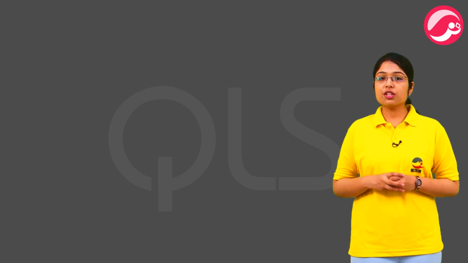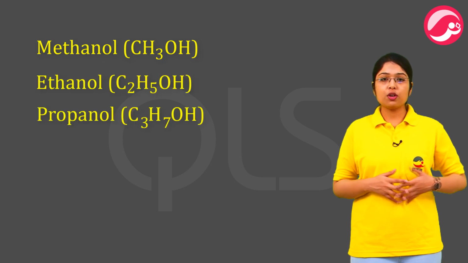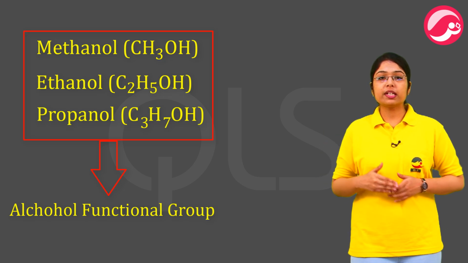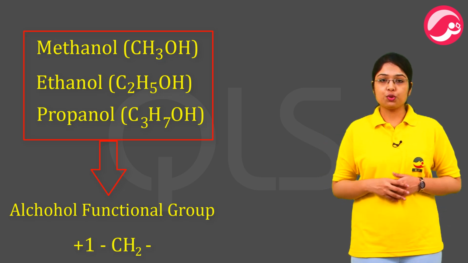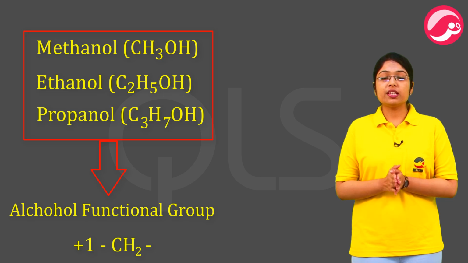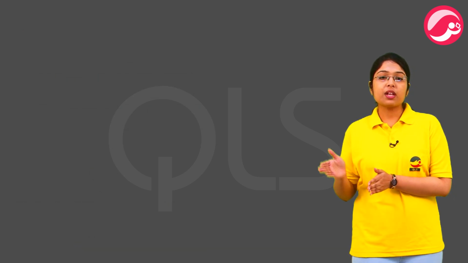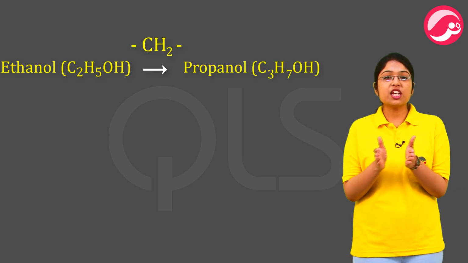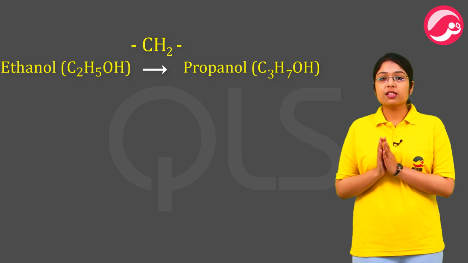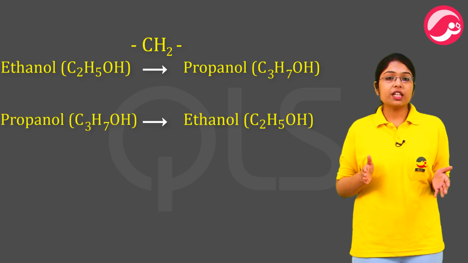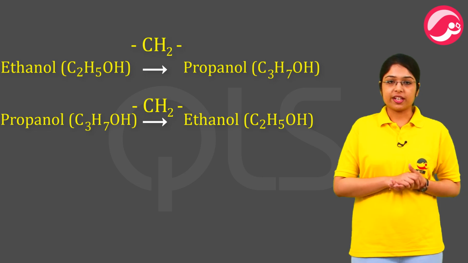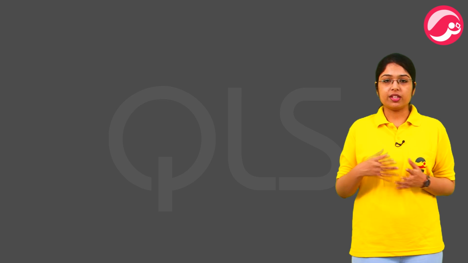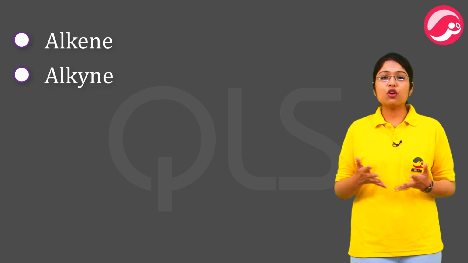Like the homologous series of alcohol, methanol, ethanol, propanol, all contain the alcohol functional group, but each successive member contains one extra CH2 group. The members differ in their CH2 count. As we move ahead, as we go from ethanol to propanol, there is a difference of a CH2 group between ethanol and propanol. Similarly, between propanol and ethanol there is also a CH2 group difference. The CH2 difference is seen in all homologous series, whether it be an alkene, alkyne, alcohol or carboxylic acid.